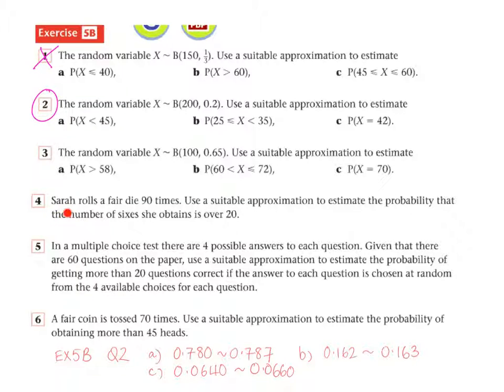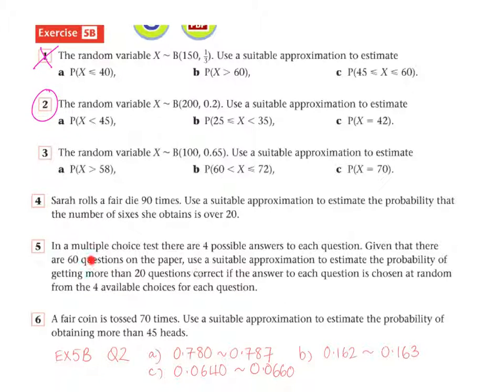If we have a look at the questions, rolls a die 90 times, use a suitable approximation, the number of 6s. So again, we've got a binomial because a success is a 6, a failure is not a 6. It's 90 times, so that n is very large. So it does say there, and it would in an exam situation say suitable approximation. So you can see there, recognise it as a binomial and then approximate it to the normal. You can have a go at question 4, and then also question 5.